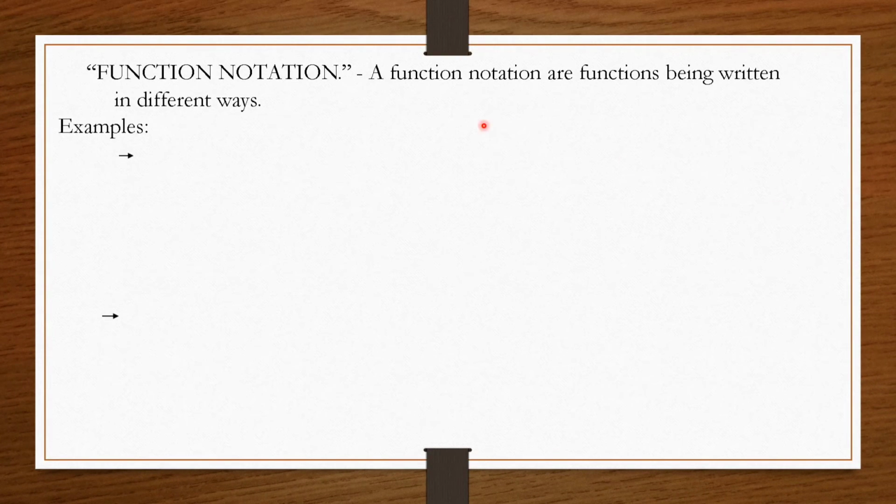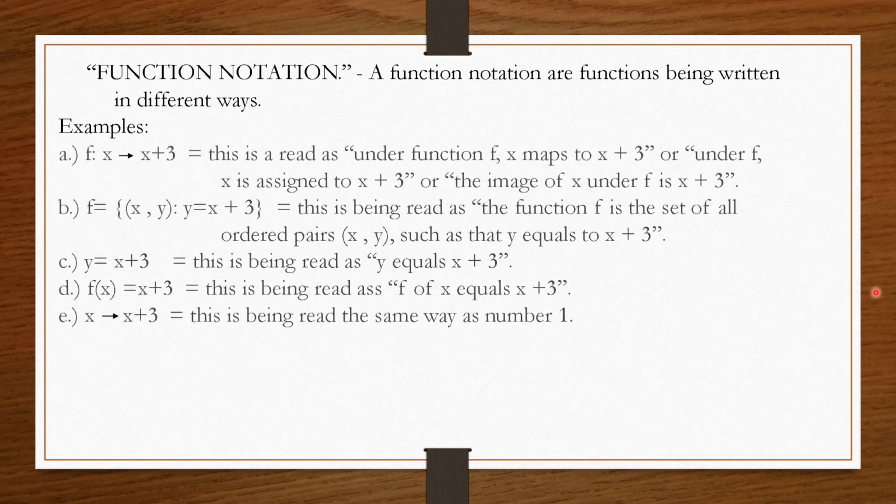Now for function notation. What is a function notation? Function notation is functions being written in different ways. Here are some examples. This is read as: under function f, x maps to x plus 3, or under f, x is assigned to x plus 3, or the image of x under f is x plus 3.